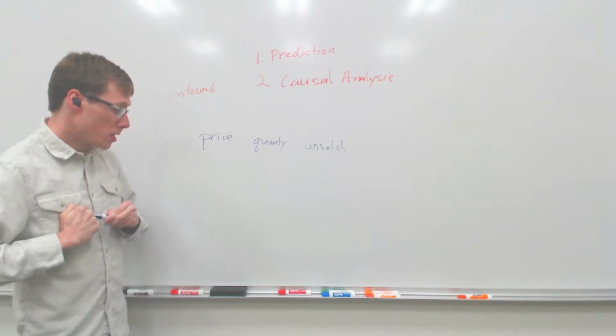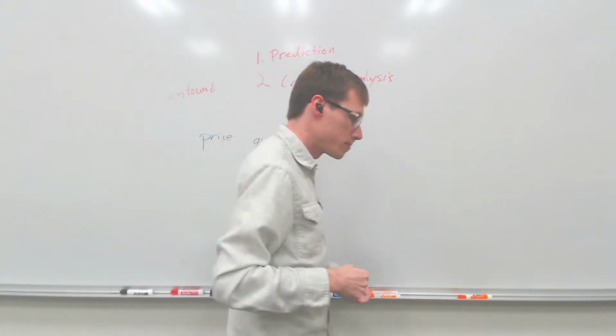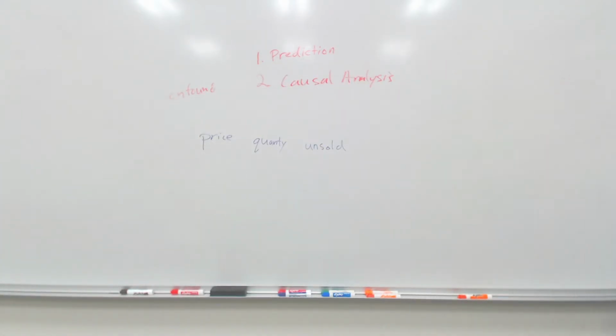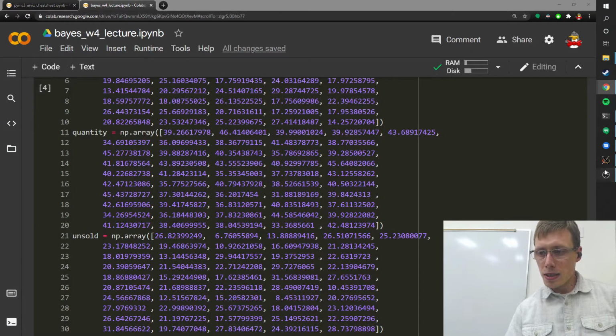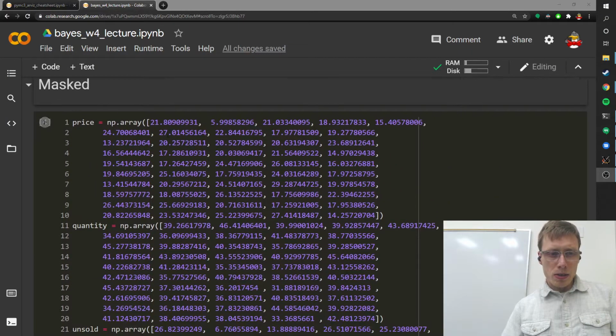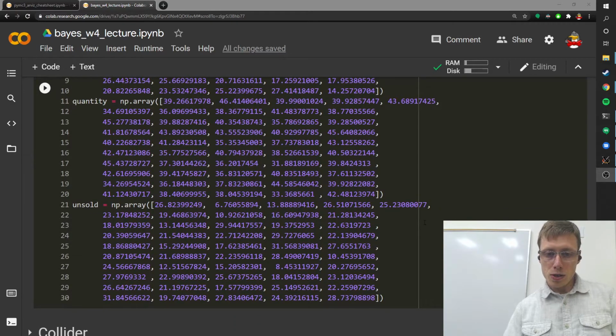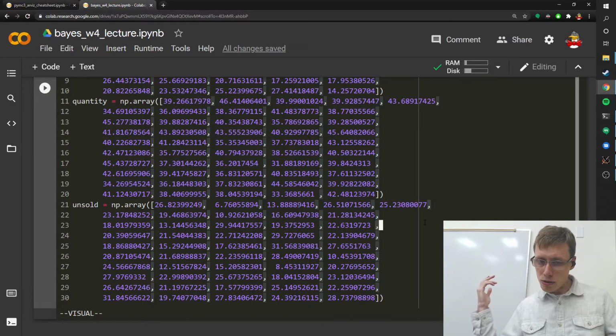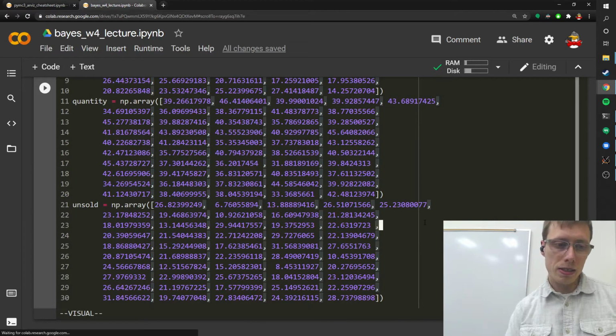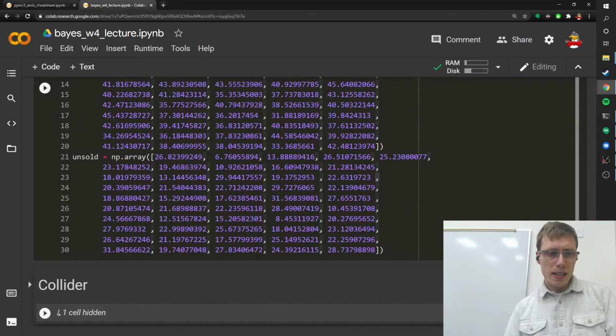So let's take a look at it. Hey, look, this is an economics course. We've got to throw in some economics here, right? So here we go. Here are the prices, here are the corresponding quantities, and here are the number unsold. And you can assume that these are across days or something like that, to give you some context. So we get the data there.